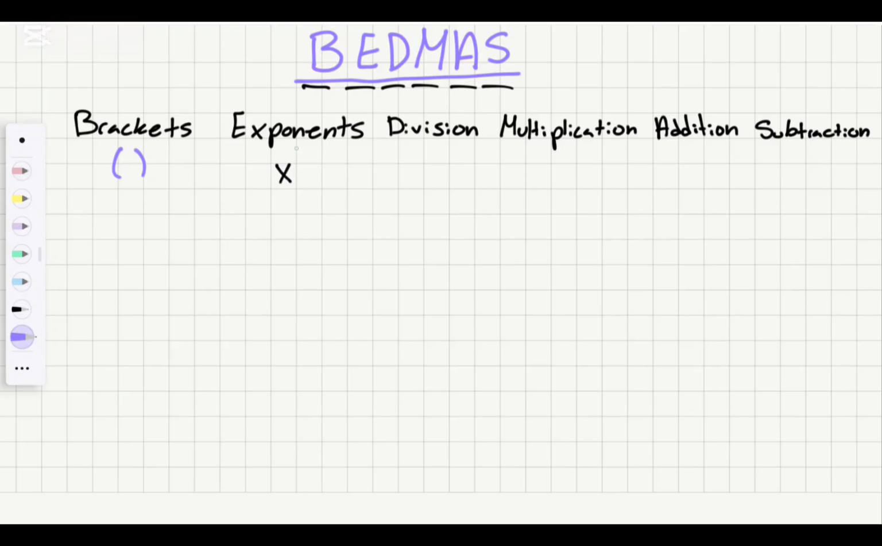Exponents look like this. It's a number, so this X right here is just representing a number. We don't know what this could be. It could be 2, it could be 7. We really don't know what this number is. It doesn't really matter. And this 2 up here can also be any number. So it could be 9, it could be 110. It really does not matter what this number is. But I'll show you what it means.